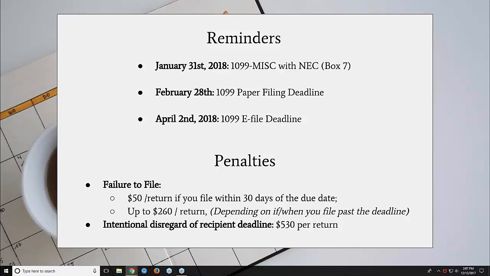You will need to file with the IRS any 1099 miscellaneous forms that report in box 7, which is specifically non-employee compensation, by January 31st. You will also need to make sure the form is sent out to your contractor by the same date. February 28th is the paper filing deadline for all other 1099 forms.